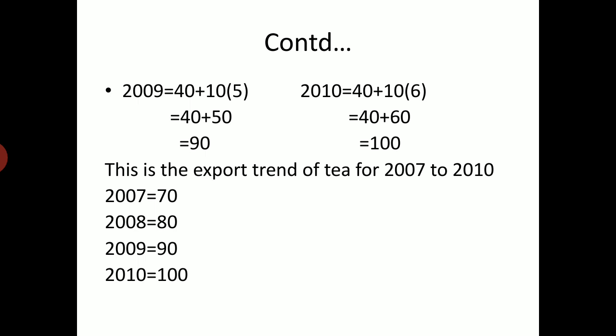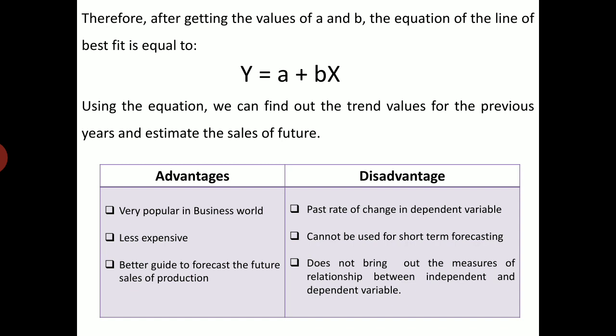2007 trend of tea is 70. 2008 is equal to 80. 2009 equals 90. 2010 equals 100. Therefore, after getting the values a and b, the equation of the line of best fit is y equal to a plus bx. Using this equation, we can find the trend values for the previous years and estimate the sales of the future.